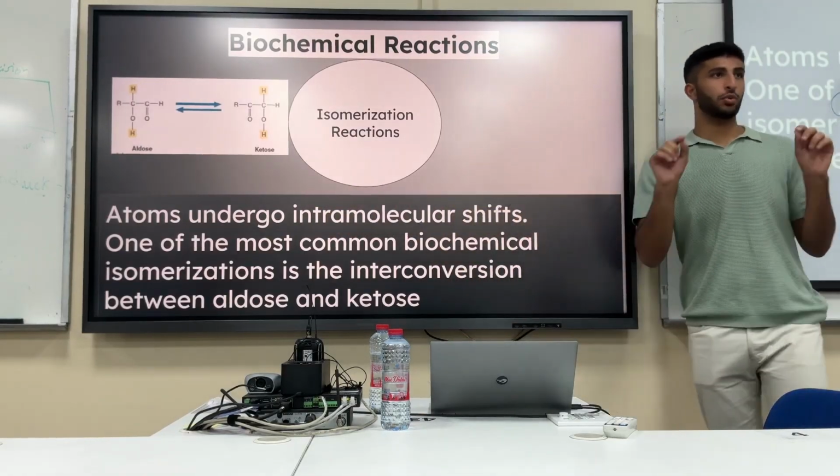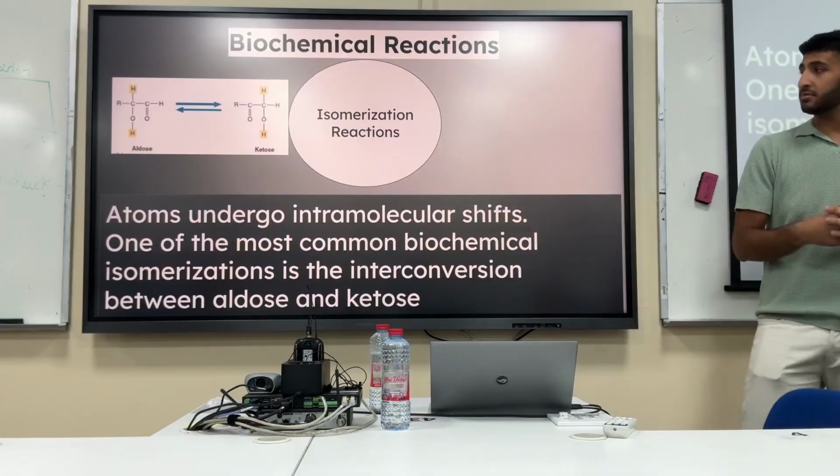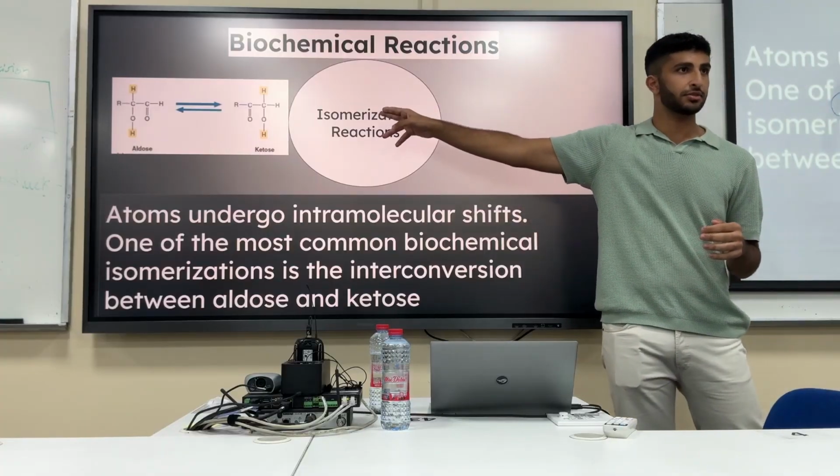Intramolecular shifts. It's a word or a phrase that they use in the exams to refer to isomerization reactions. Keep that in mind.